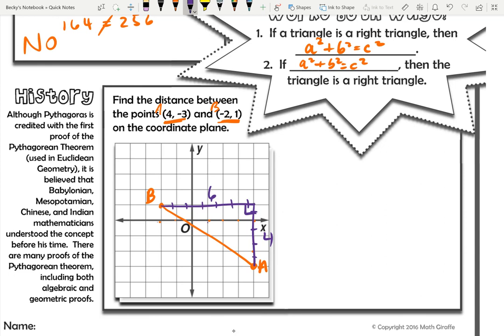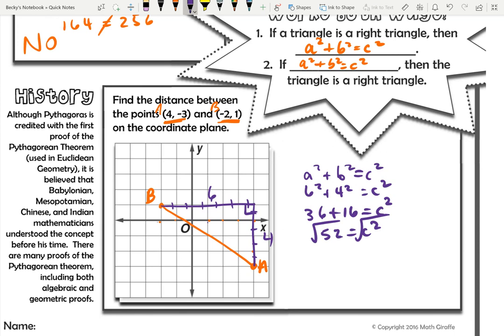Now, as you can see, the hypotenuse, you can't really count it that way. So that's where we do the Pythagorean. a squared plus b squared equals c squared. So let's plug in the lengths of the two sides. 6 and 4. So 36 plus 16 equals c squared. Let's add these on your calculator. I get 52. And we're going to square root each side, so the square cancels. So c equals the square root of 52.